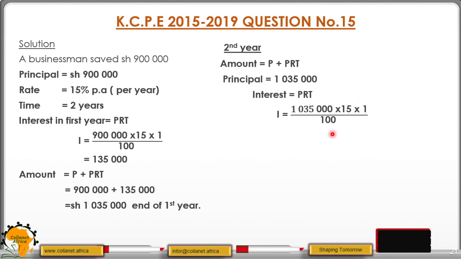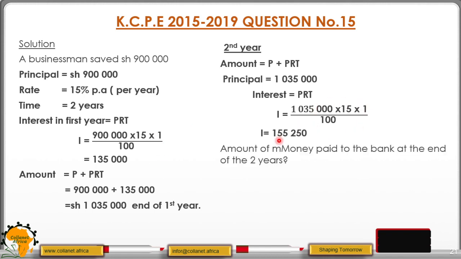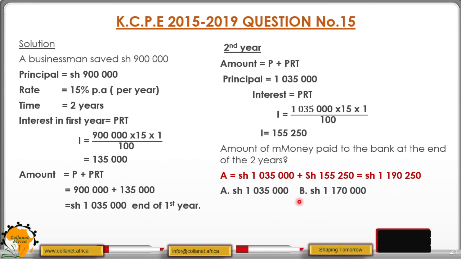So after getting this interest, then you add to the principal. So the amount of money paid at the bank at the end of 2 years will be 1,035,000. You add this interest, so you're going to get 1,190,250. So our choice is C.